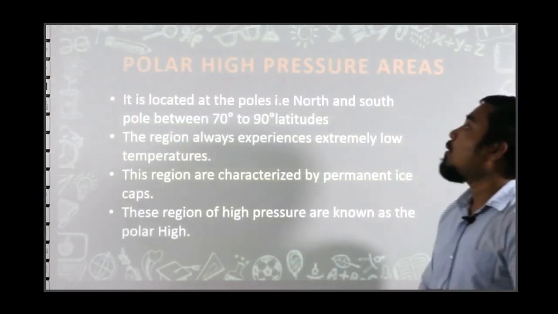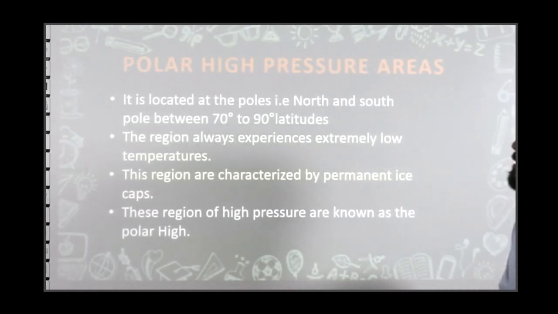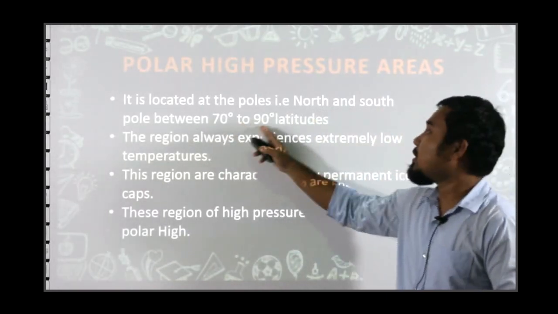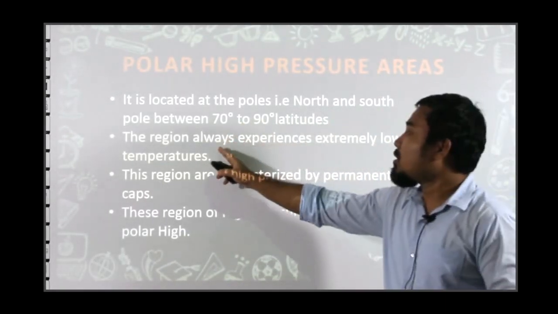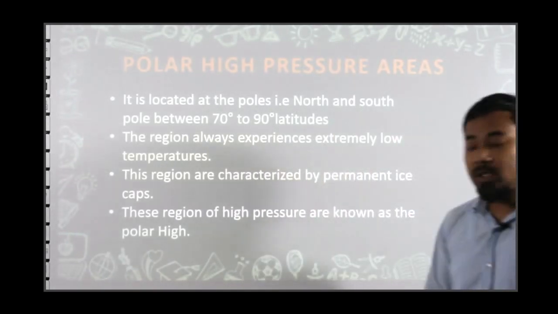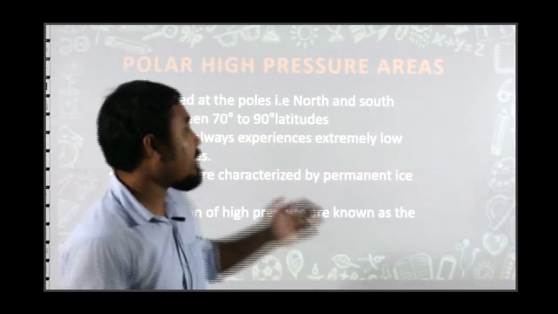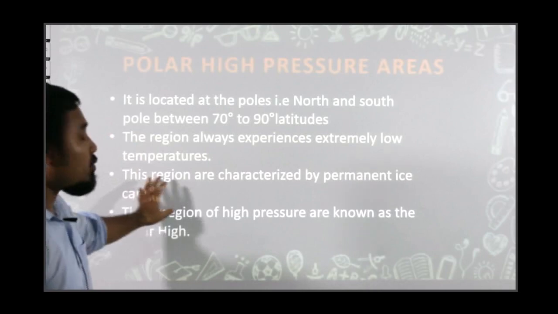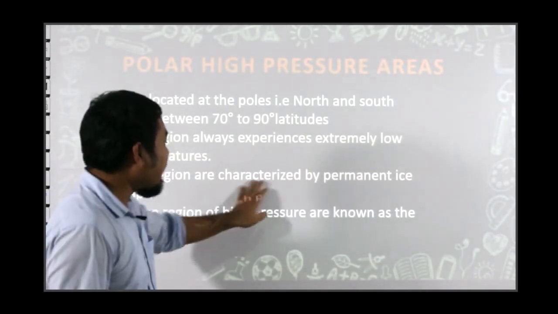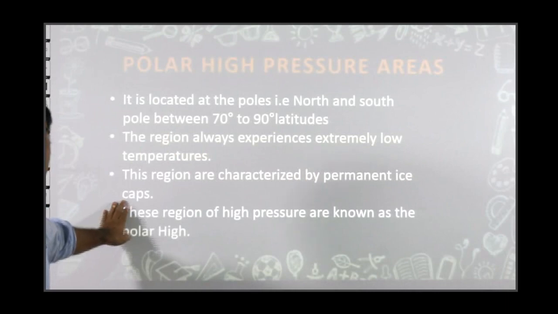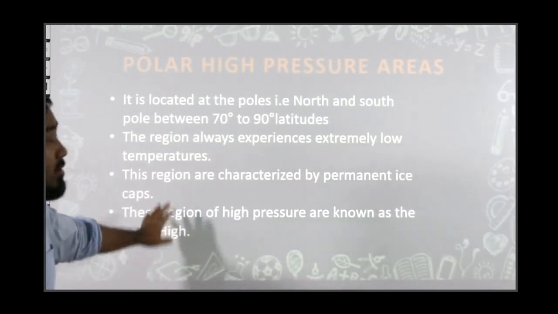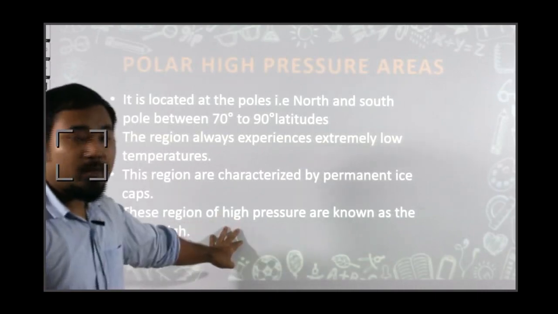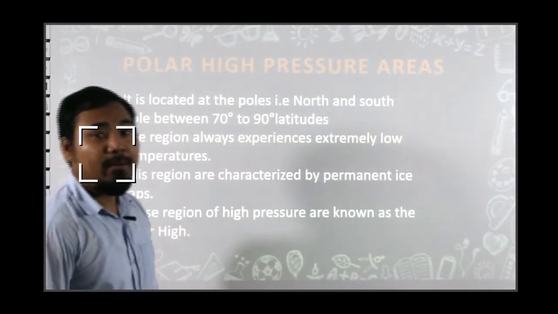Let us come to the polar high pressure areas. Now this is located in the poles, the northern and the southern poles, that is 70 degree to 90 degree latitudes. The region always experiences extremely low temperature. As we know, the poles are always cold, therefore they experience extremely low temperature there. Mostly it is covered with ice. It is characterized by permanent ice caps. It is covered with ice almost all the time. And since this region is cold, what pressure will it have? Low or high? It will definitely have high pressure. So in the polar regions, we have got the high pressure belt.